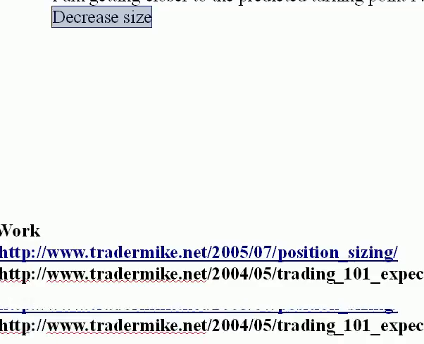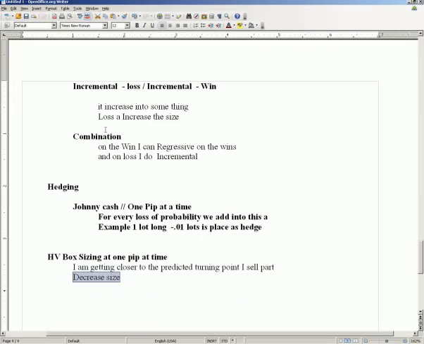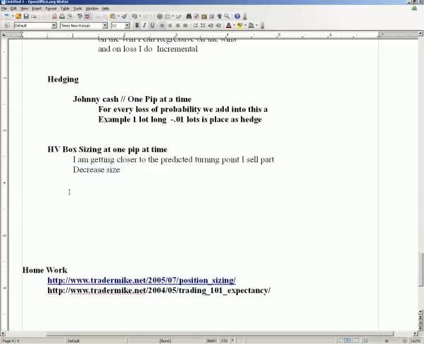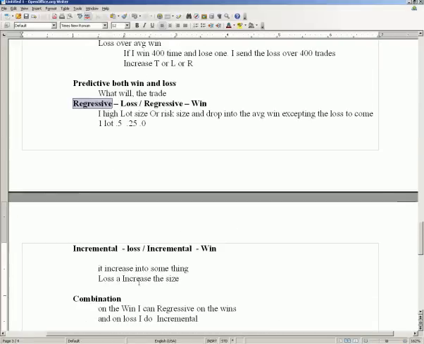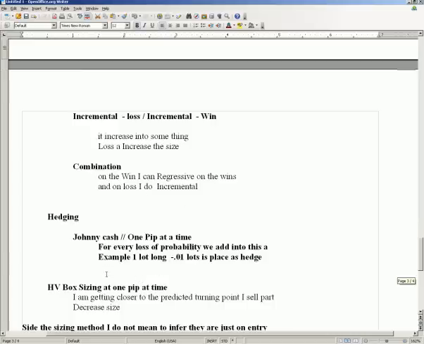So what style did I use? These aren't just lots on losses. This is important. These sizing methods, I'm going to put a little side note in here. I do not mean to infer they are just on entry. You don't want to do this. They are on exit also. Now, what we do is we just decrease size. So this one was a regressive sizing method. That's what it's been doing. Okay, that's what Bourbon does.